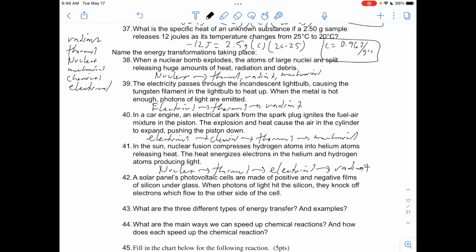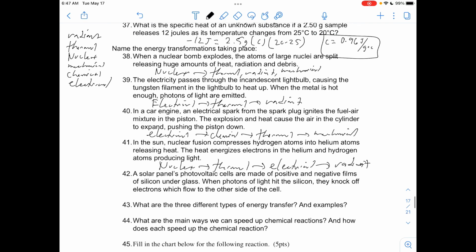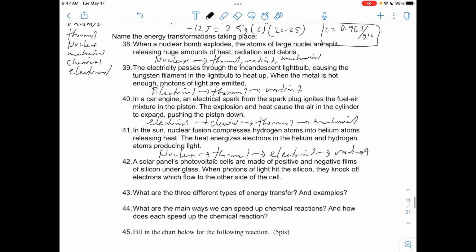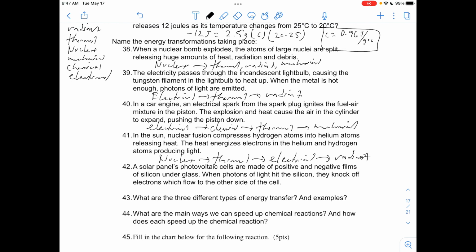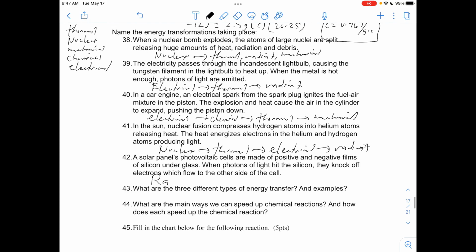So anything that has to do with electrons is electrical. Anything that has to do with heat is thermal. Fire, or whenever you have atoms that are doing stuff, that would be chemical. Solar panels, photovoltaic cells, positive and negative layers of silicon: photons of light from the sun, that would be radiant. They hit the silicon and knock off electrons, so electrical.